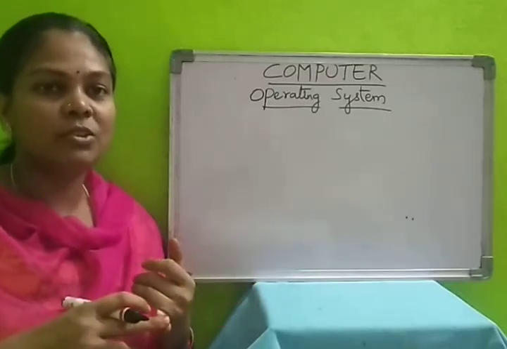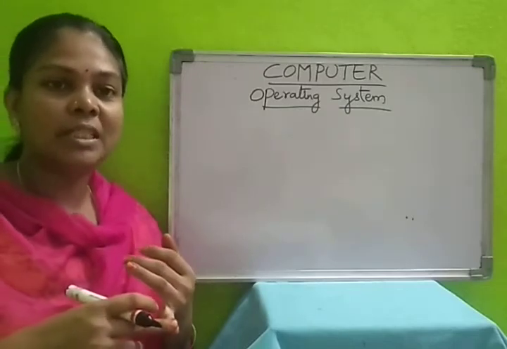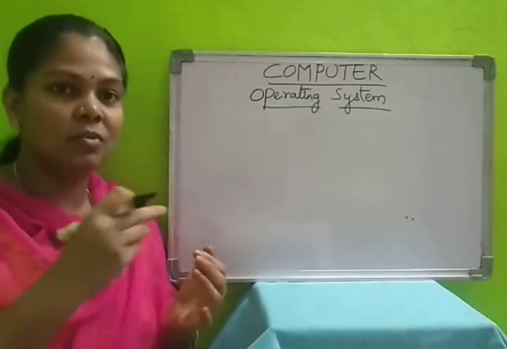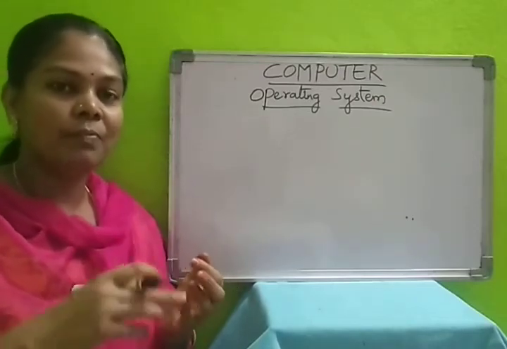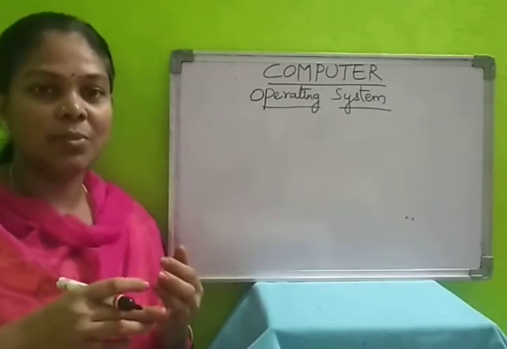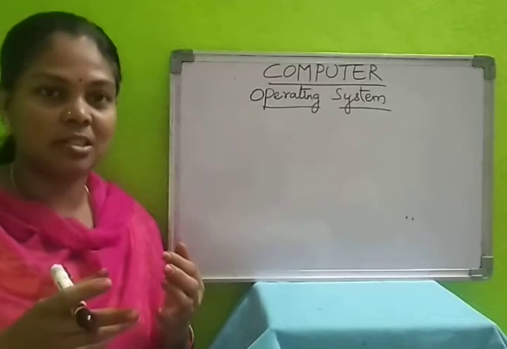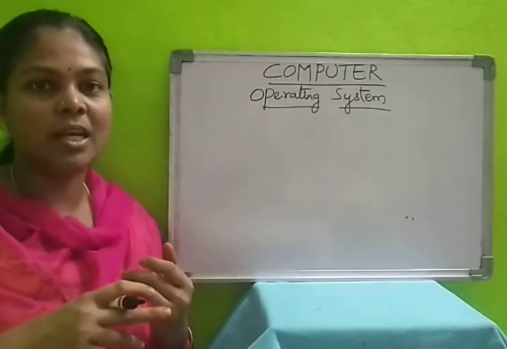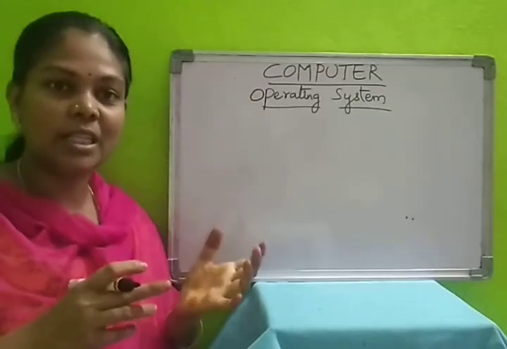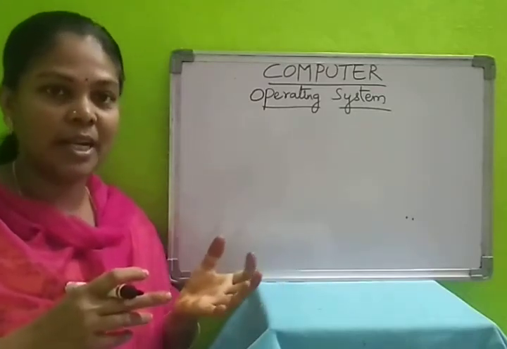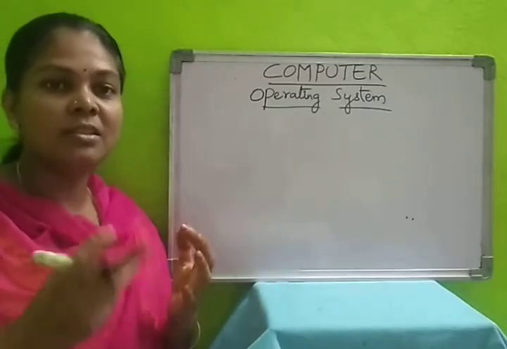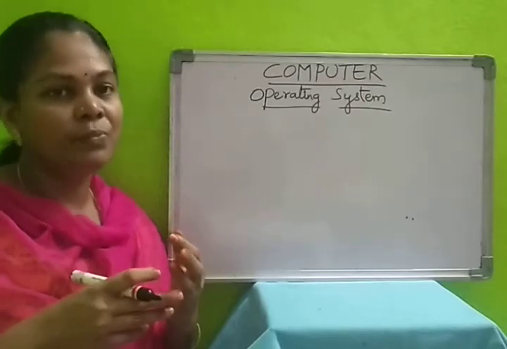Software means that to work with your computer, you need a set of instructions. If you want to do some addition, you have to give 2 plus 3. That is an instruction. To work with the computer, we have to give some instructions. Those sets of instructions are called software. So hardware is the devices which you can touch and feel, and see with your eyes. And software is a set of instructions which you give to work with your computer.